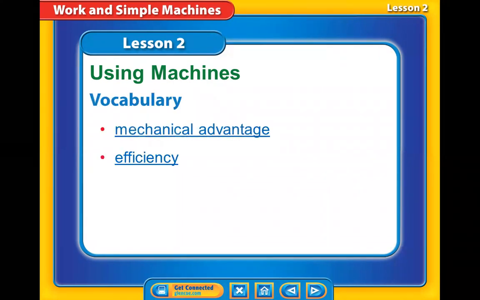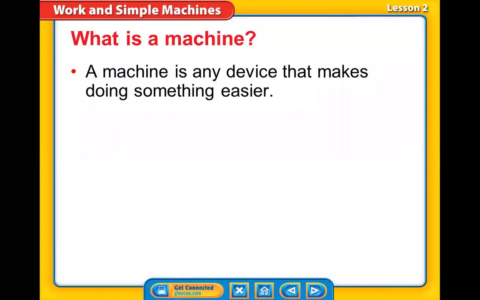Before doing this, we have to know that we have new vocab today, which are called mechanical advantage and efficiency. What's a machine? Yes, a machine is anything we use around us or a device that will make doing something easier for me. For example, I need to use a bottle opener to open the bottle for me, so it makes the work easier. That's why we call it a machine.